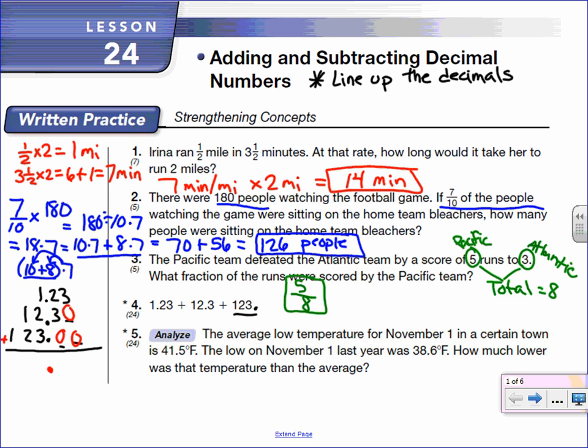So 3 plus 0 is 3. 2 plus 3 is 5. 1 plus 2 plus 3 is 6. 1 plus 2 is 3. And 1 by itself is 1. So this is 136.53.